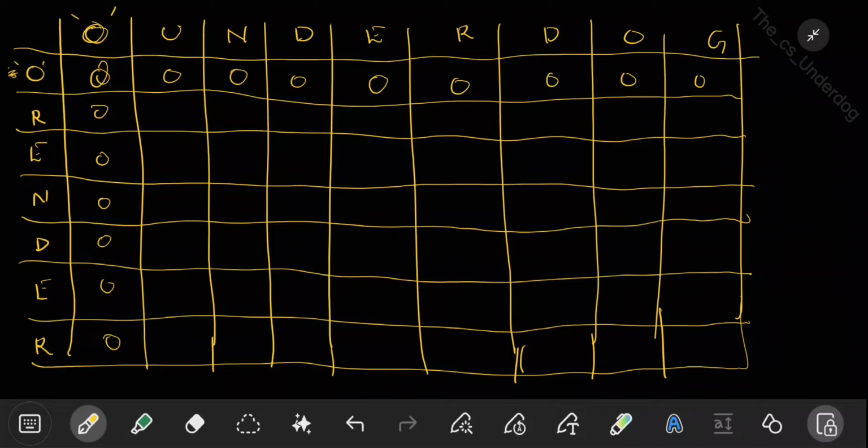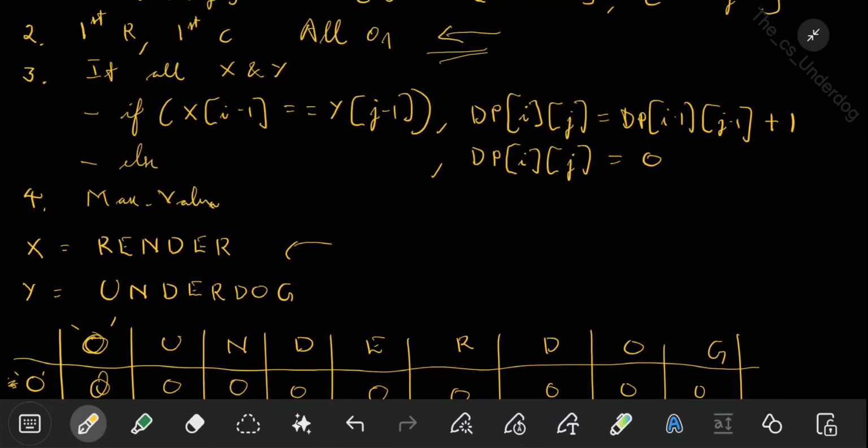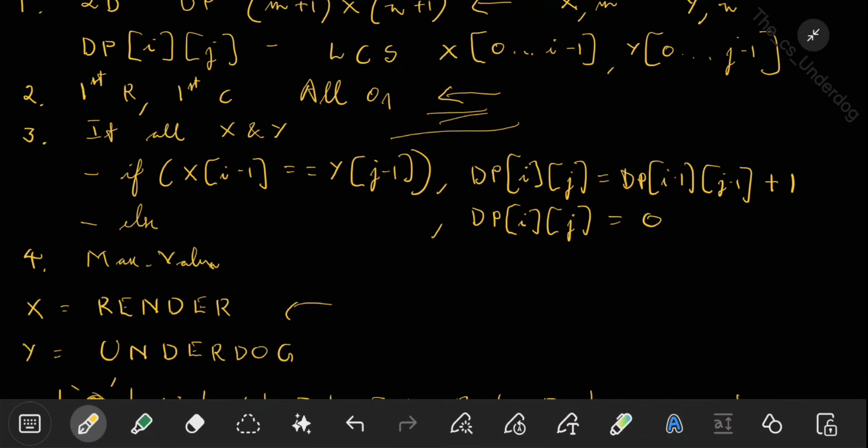Those are the entries which may not be 0. Those entries are what are important. What is the procedure to be followed? For each entry, what are we going to do? If x[i minus 1] equals y[j minus 1], that is, if the ith letter in x is equal to the jth letter in y, if those letters in the strings match, then what will you do? You will take the diagonally above element, whichever element is present on the diagonally top position. To that you will be adding 1.